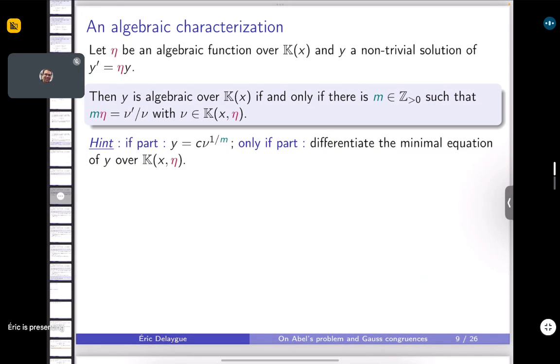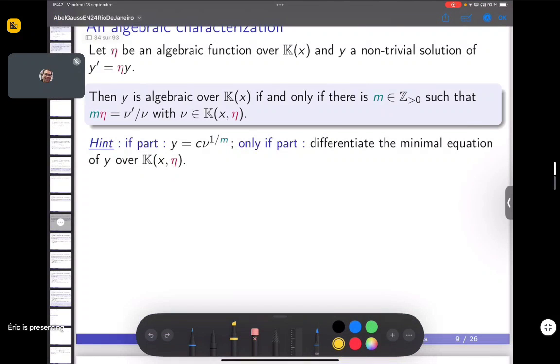Since y is algebraic over k(x), it is also algebraic over k(x, eta), and you consider the minimal equation satisfied by y over this field. And then the trick is that you will differentiate this minimal equation. I will just write quickly. So let's say I have an equation like this.